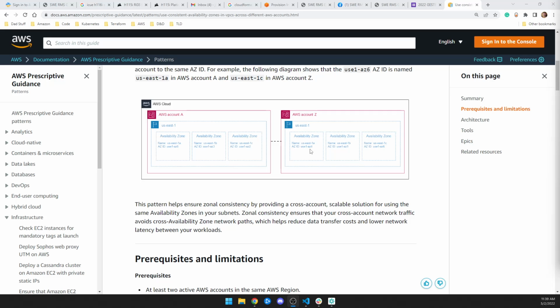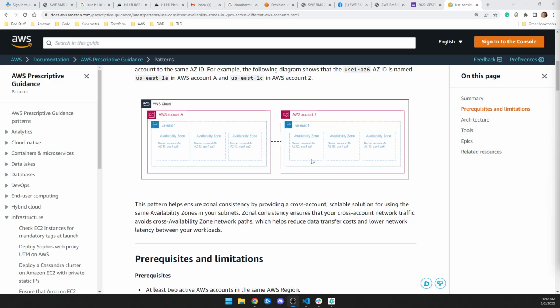And what you're going to run into is some problems with cost and with subnetting. So if you look here, it says that this pattern helps ensure zonal consistency by providing a cross-account scalable solution for using the same availability zones in your subnets, and then ensures cross-account network traffic avoids cross-availability zone network paths, which helps reduce data transfer costs and lower network latency.